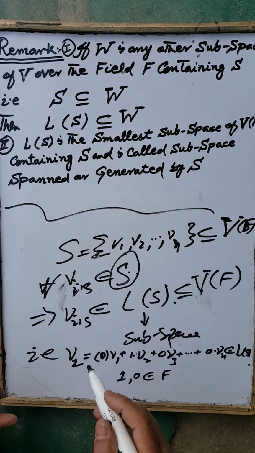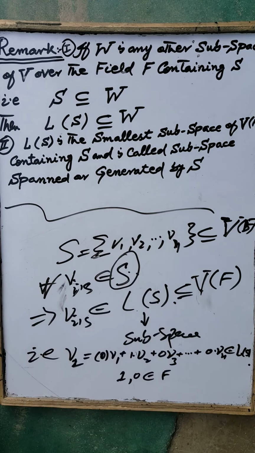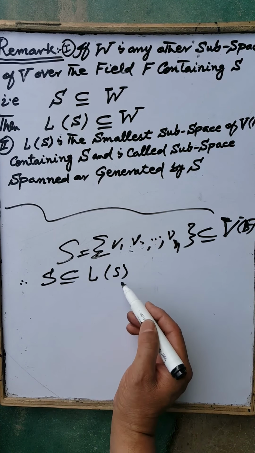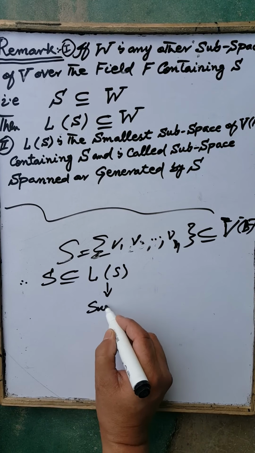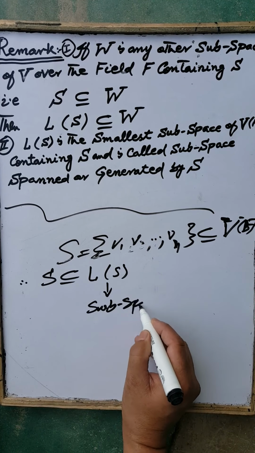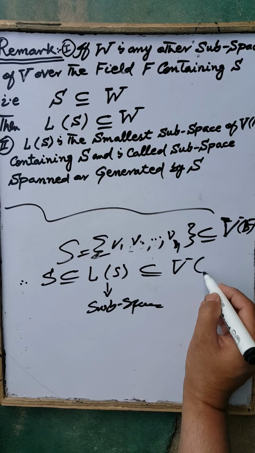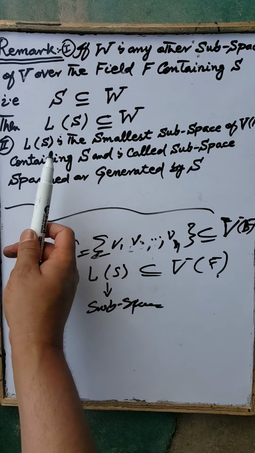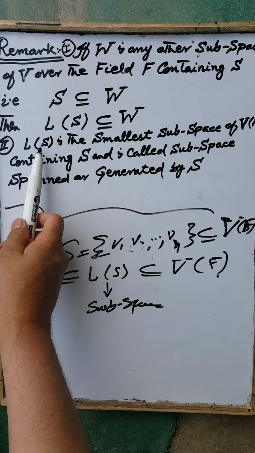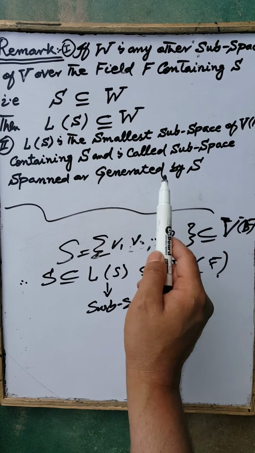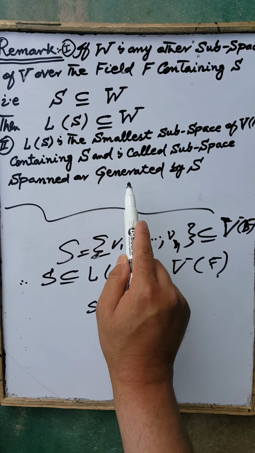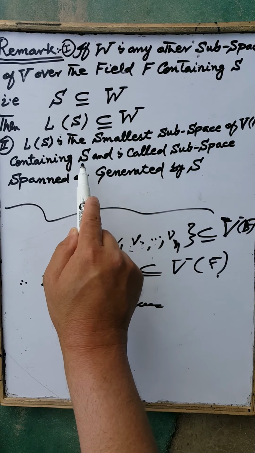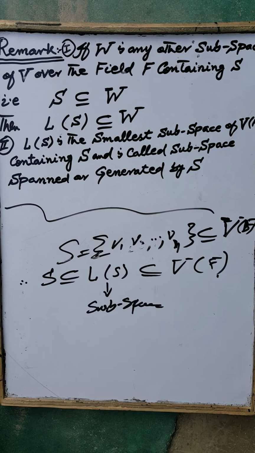Therefore, the set S is contained in the linear span of S. The linear span of S is a subspace of the vector space V over the field F. Therefore, the linear span of S contains the set S and is the smallest subspace of the vector space V over the field F, spanned by the set S, or generated by the set S.